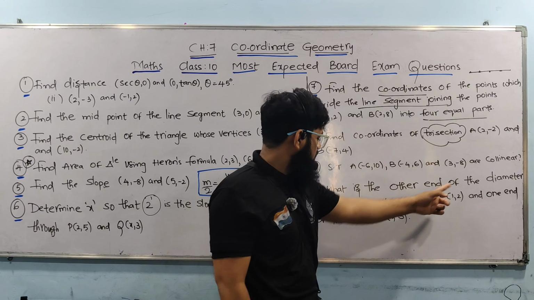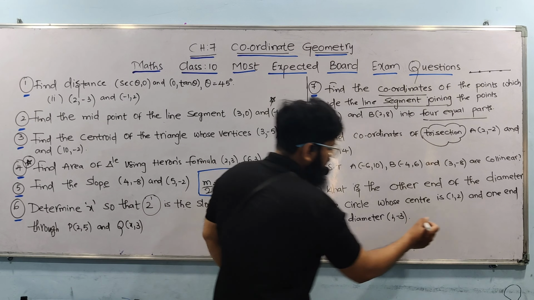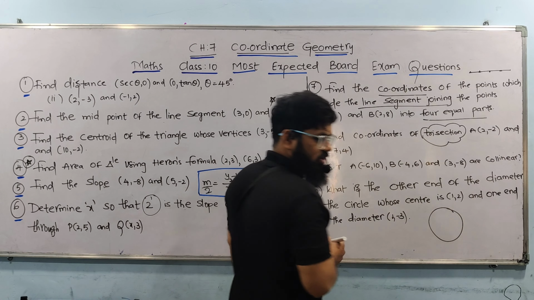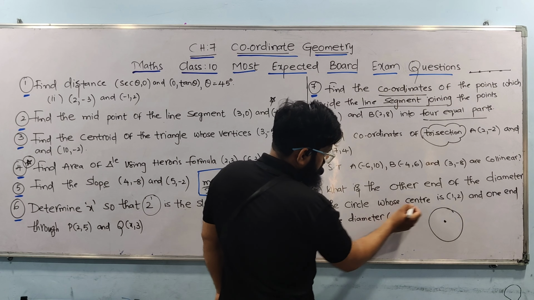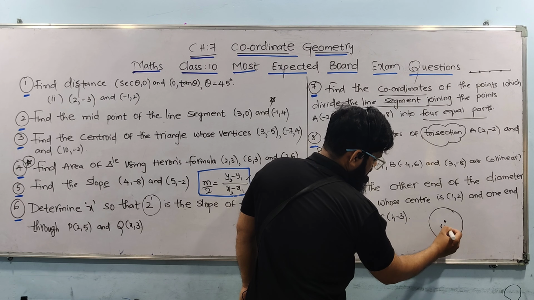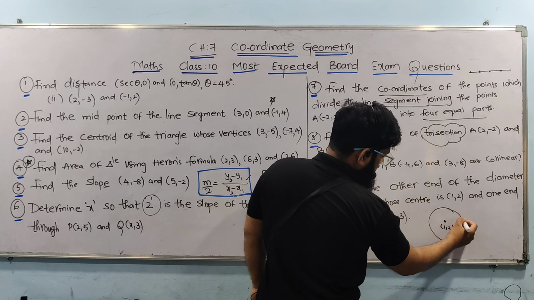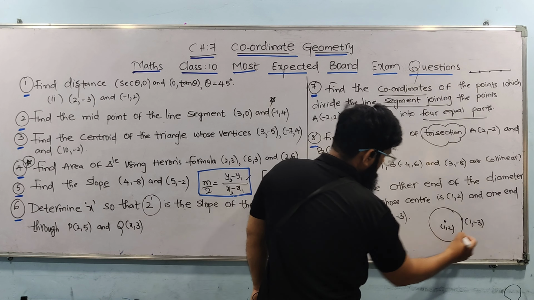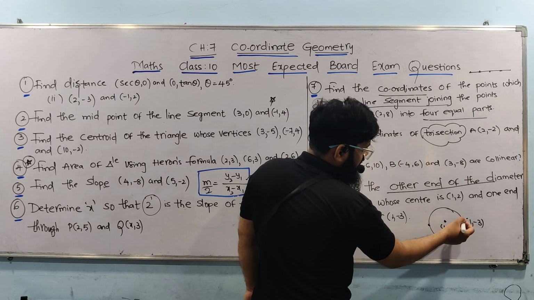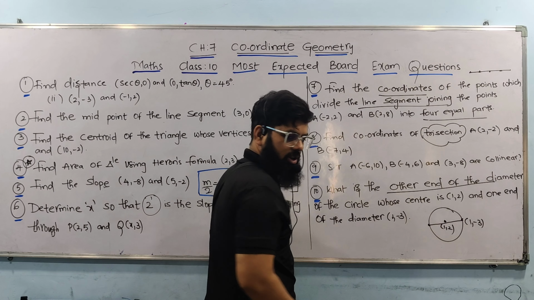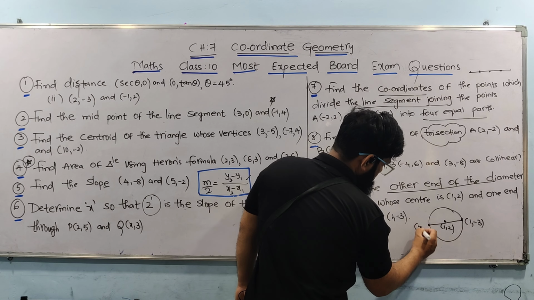Then coming to the last one, which is very important. What is the other end of the diameter of the circle whose center is (1, 2)? As you can observe here, they are talking about a circle. In a circle, this is the center, whose center is (1, 2). They are saying that one end of the diameter is (1, -3). You need to find the other end of the diameter. What is the diameter? A line which passes through the center and touches two sides of the circle. So here we don't know this point, it is (x, y).